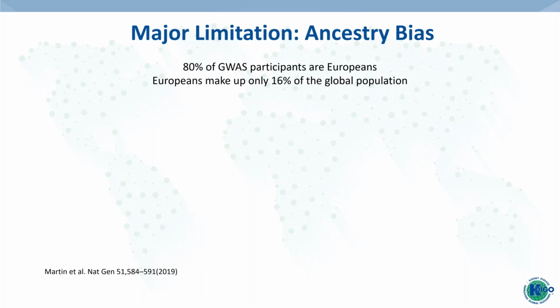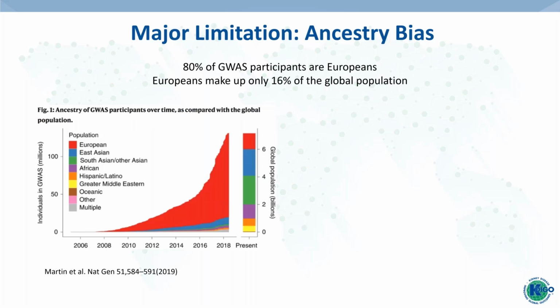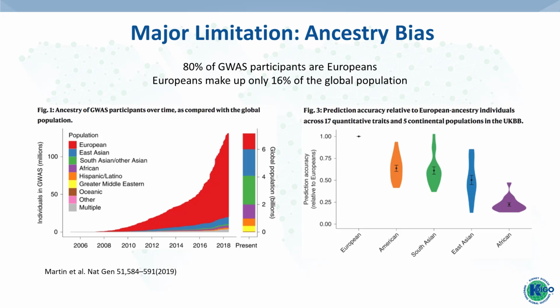And this is well illustrated here in this graph that analyzes the percentage of Europeans among all GWAS published studies and compares it to the diversity of the global population. Well, this is important because it turns out that polygenic risk scores developed on GWAS summary statistics that are based on Europeans, that are well optimized in European populations, do not perform well in other ancestries.